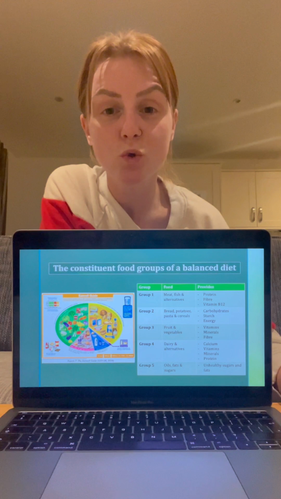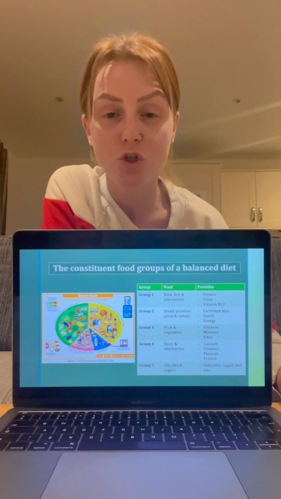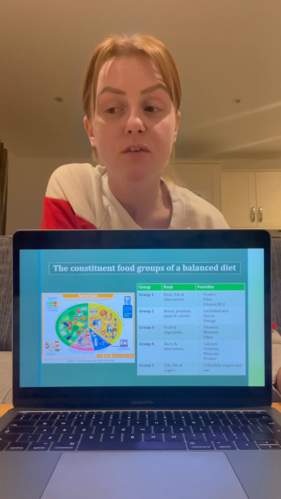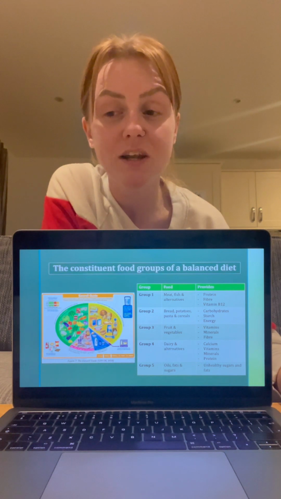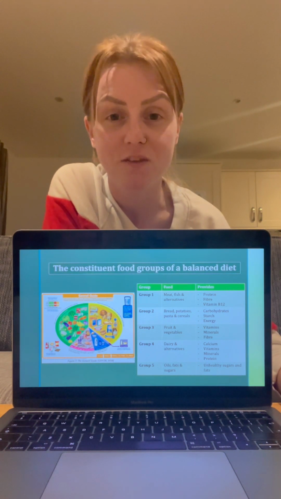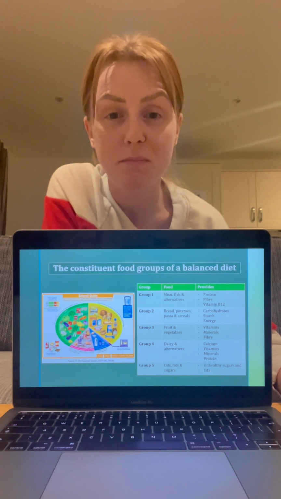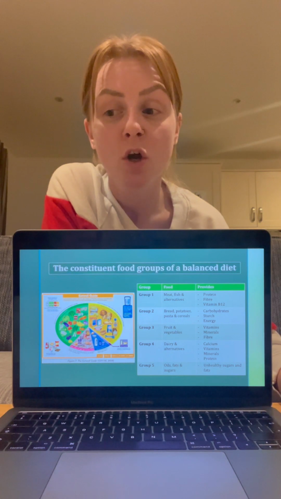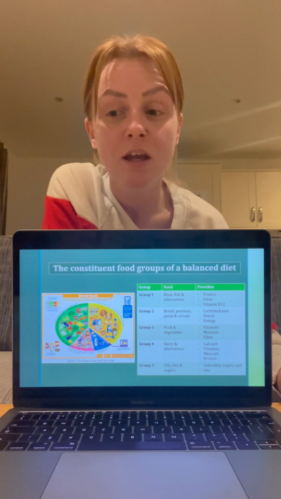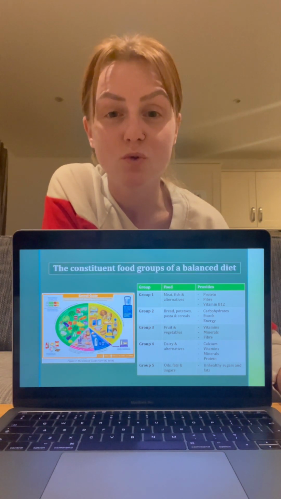These recommendations can also be seen in the Eat Well Guide, which was also introduced by the government. These recommendations are for adults and children over the age of 5 to have a balanced diet following the food groups as shown in the table on this slide. Group 1 is meat, fish and alternatives, which provide protein, fibre and vitamin B12. Group 2 is bread, potatoes, pasta and cereals, which gives carbohydrate, starch and energy, and this group is the main source of a range of nutrients within our diet.